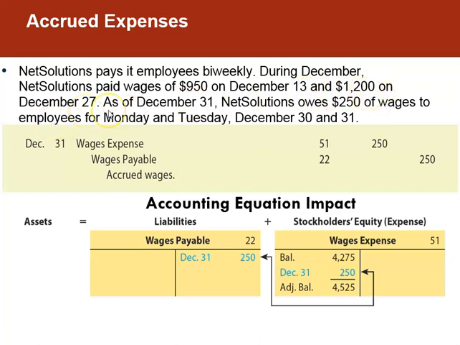However, looks like the 28th and the 29th were a weekend. And it says, as of December the 31st, Net Solutions owes $250 of wages to employees for Monday and Tuesday, which occurred on December 30th and 31st. This is Monday, this is Tuesday. Okay.